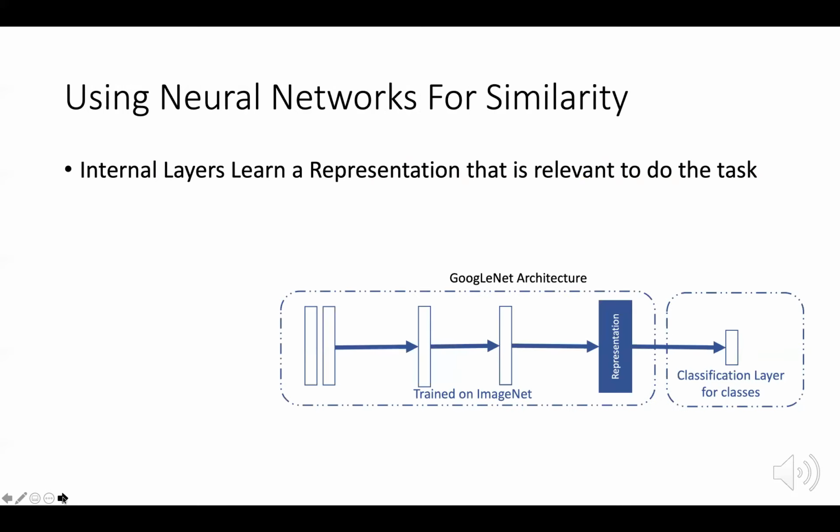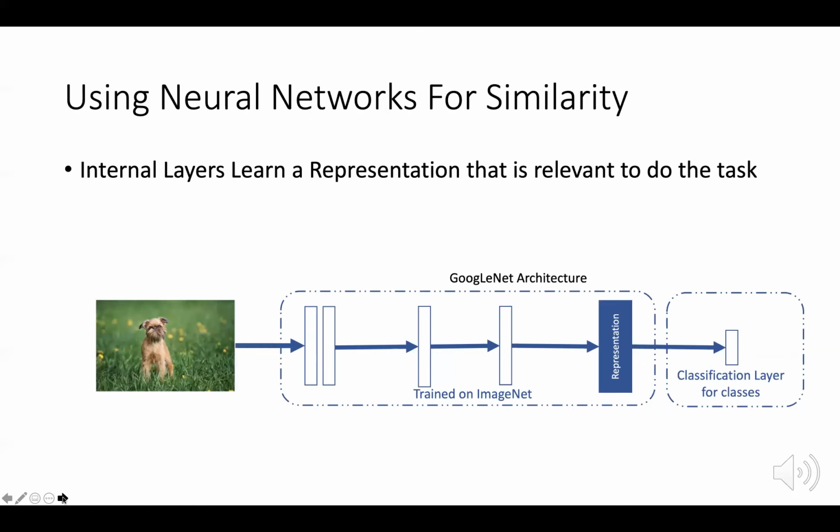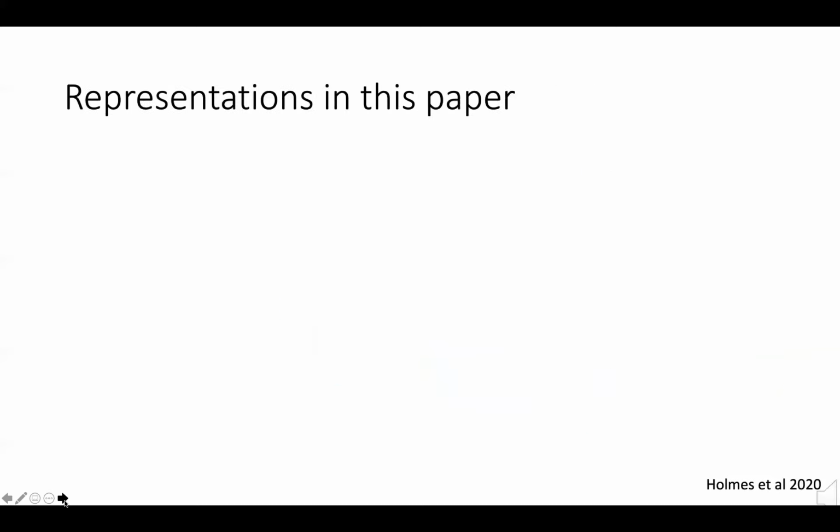So this is a GoogLeNet that's been trained on ImageNet, and it generally knows how to identify dogs and cats and chairs and everyday objects. So if we send an image of a dog through this neural network, we get the label dog, and in this penultimate layer, it has information relevant to the identification of dogs in general. Two images would be similar if they have similar representations in this penultimate layer.